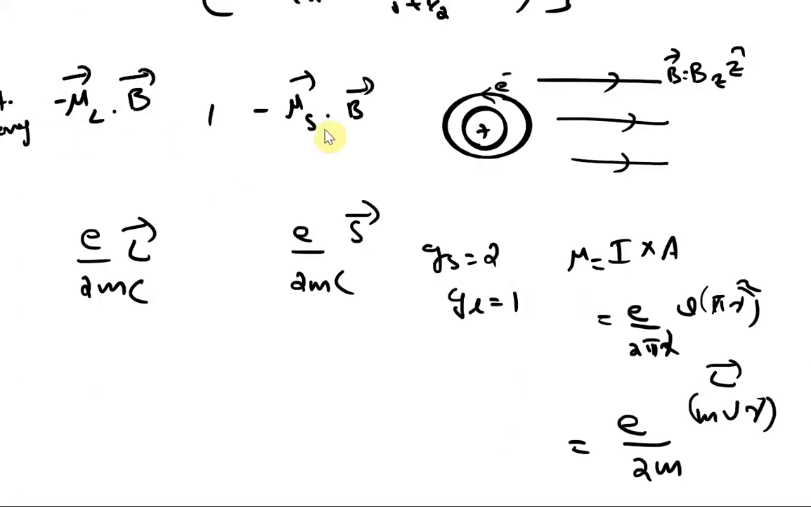Now in our interaction here, once you substitute this quantity, e by 2mc, L dot B, it's a dot product, and our magnetic field is only having a z component. So the term will contribute only for it's a dot product that will be having a component only when the z component of angular momentum contributes to this term. Similarly here, the z component of spin only will be contributing.